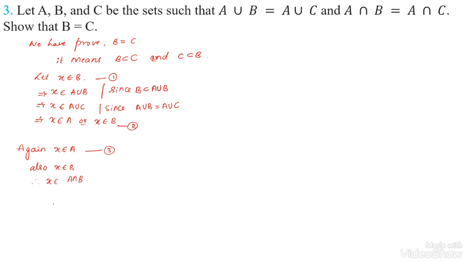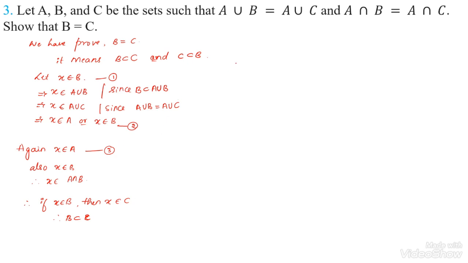Again, therefore, if X is an element which belongs to B, then the element X belongs inside C. If the element X belongs to both, that's why B is a subset of C only. Then if B is a subset of C, again B is also a subset of C.